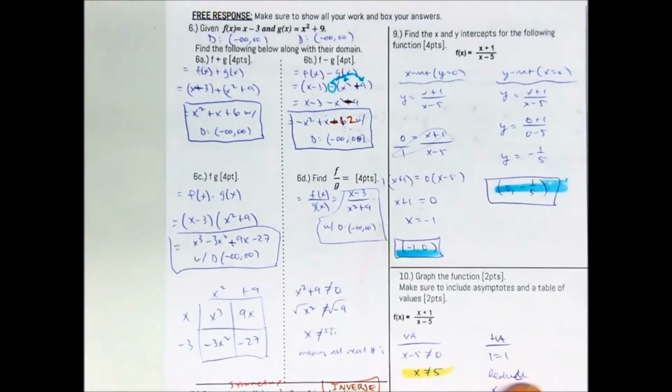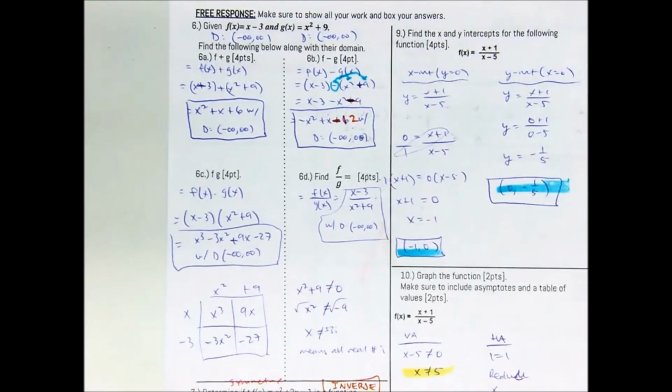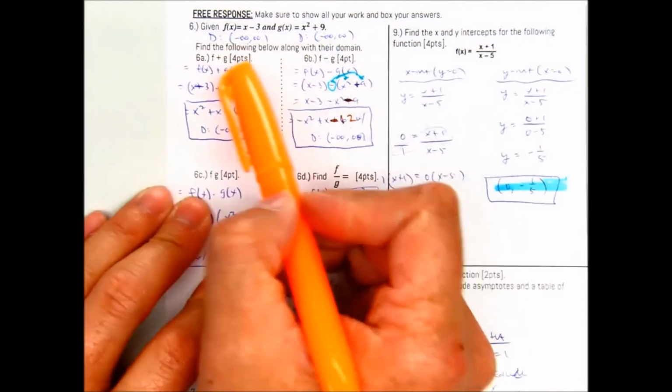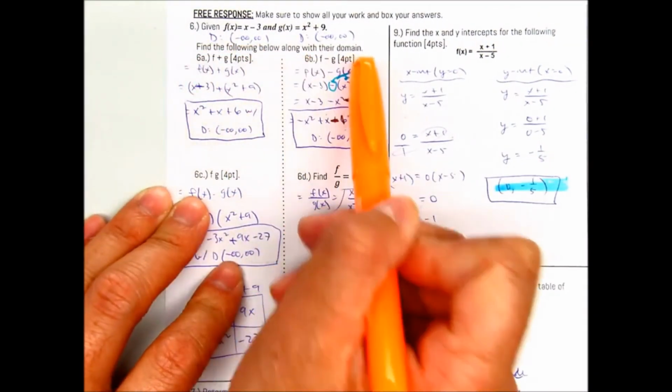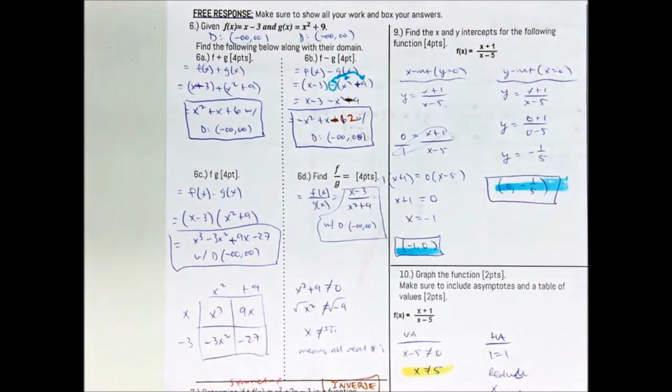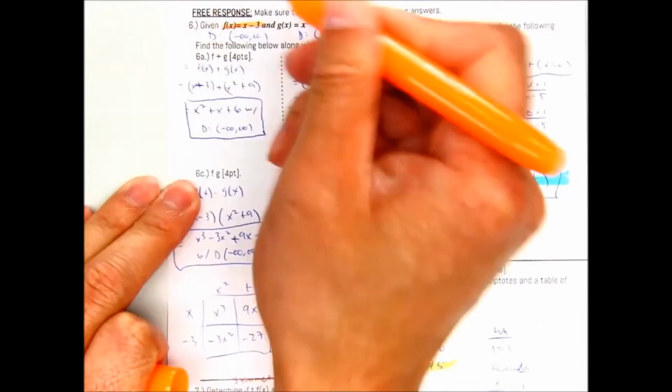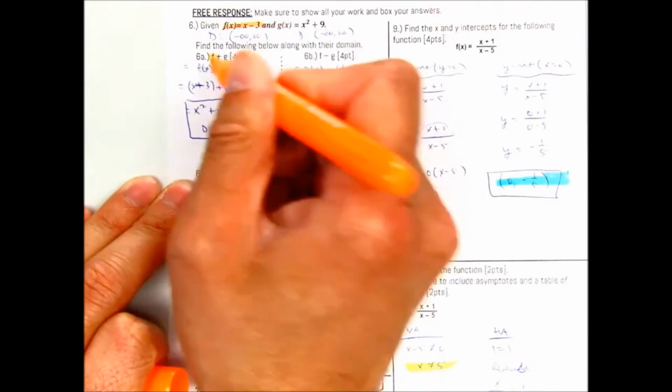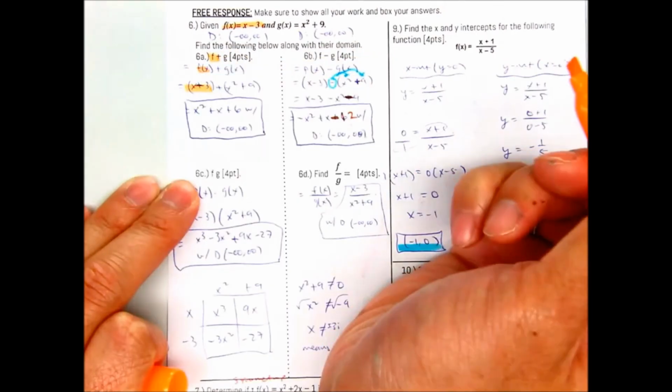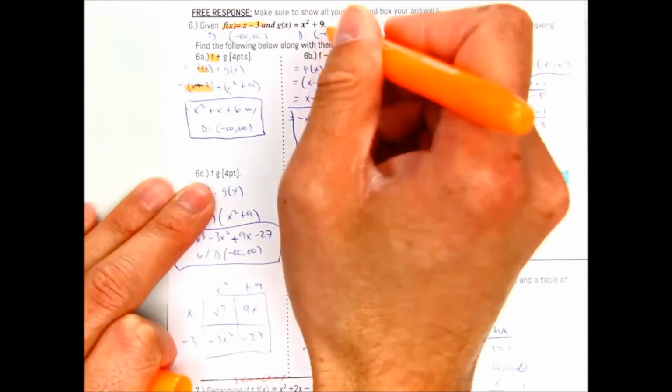So, find the following below with their domain. These are called function compositions. Every time you see f of x, or every time you see the f, we're going to write x minus 3. So let me do that for all of them. F of x, x minus 3. And you should be doing your substitutions there. You can see in parentheses.